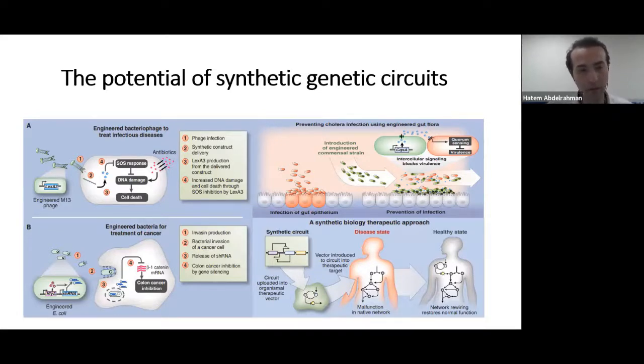We have, for example, examples of engineering bacteriophage to treat infectious diseases, also for antibiotic resistance, and also engineering bacteria to detect cancer, invade cancer, and attack cancer. And also we have examples of rewiring cellular metabolic pathways in the host in order to restore homeostasis, for example, restoring glucose homeostasis and things like that.